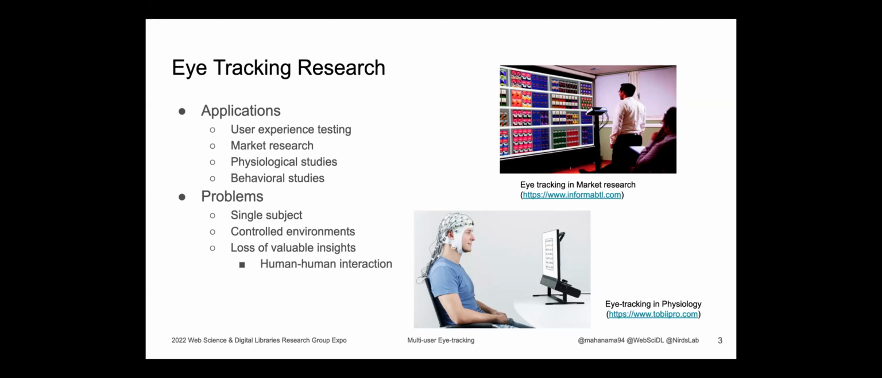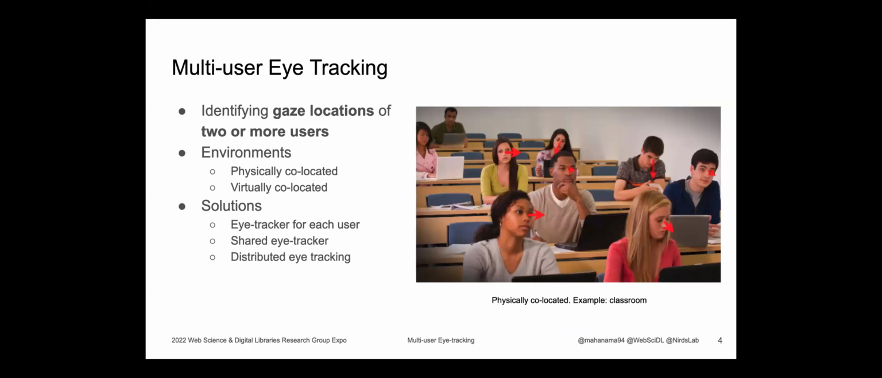So in order to tackle this problem, it is important to conduct these kinds of experiments in the real world, or in the wild, with multiple users and interactions between these users. That's where multi-user eye tracking comes into play. Extending from the definition of eye tracking, we can define multi-user eye tracking as identifying the gaze locations of 2 or more users simultaneously.